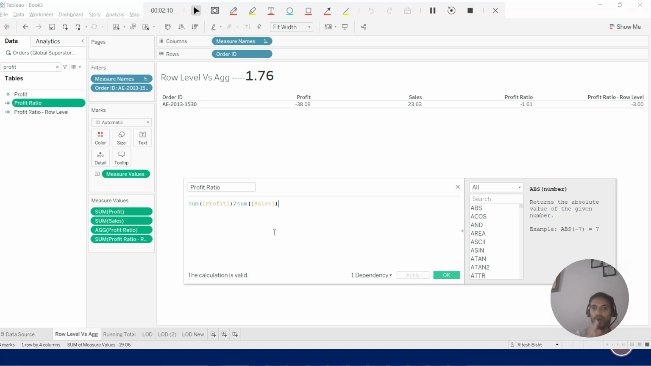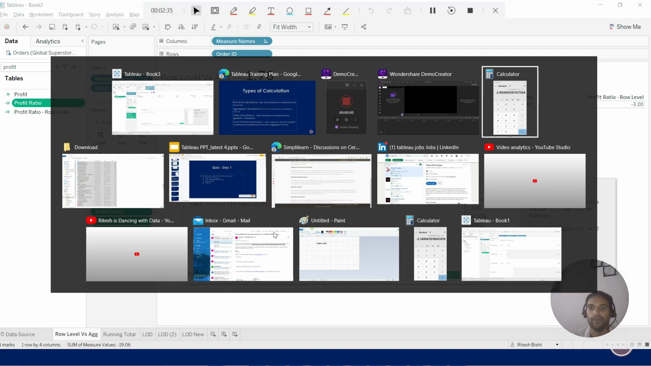So when you are at order ID, let us first start with the sum of profit divided by sum of sales with the help of a calculator. You see the profit ratios are coming different for both the formulas, right? So you must be curious why we see different profit ratios when you do sum of profit divided by sum of sales on one side and profit divided by sales on the other. So let's try with the help of a calculator and see.